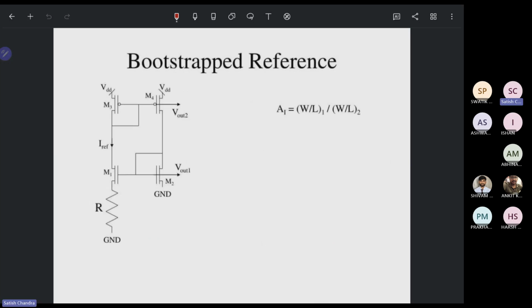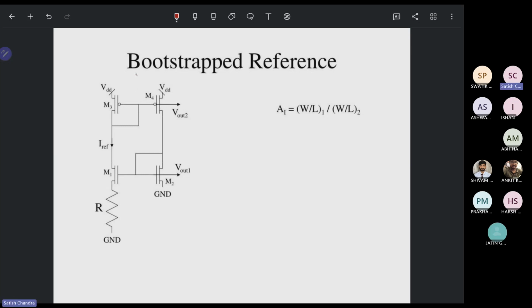That's why we go into the bootstrap referencing. Bootstrap referencing, basically what is that? Rather, we are utilizing that part only. Let's look into this picture also. So now what is happening? Now we're going to look into the gain of that one, which is going to depend on the W by L ratio of the I1 and I2, that is this one and this two.